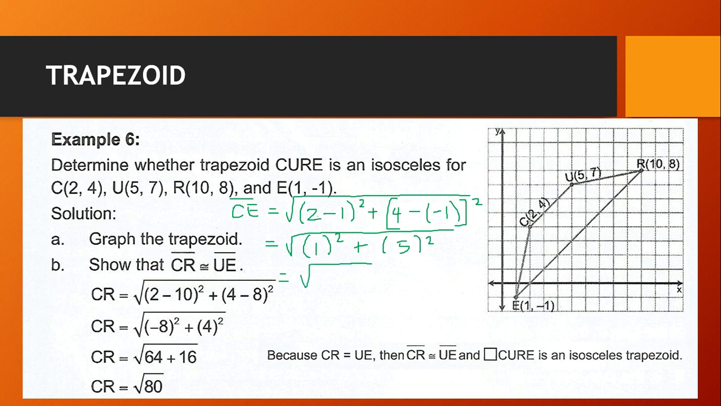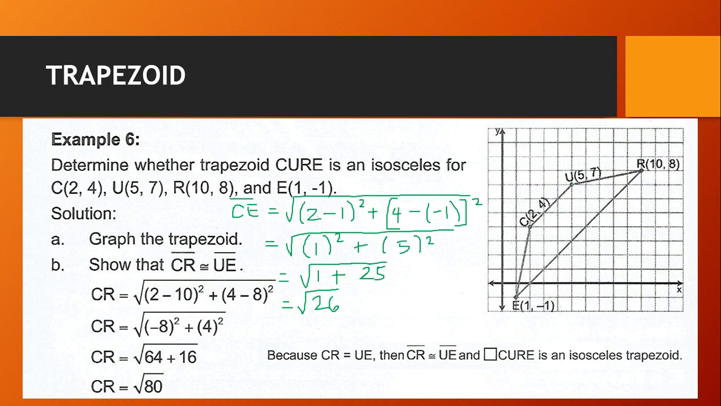Sayop ko, sorry. So balik ta. So the square root of 1 squared plus 5 squared. So, ang 1 squared is 1, then plus 25. Kay 5 squared is 25. So, 1 plus 25, that is equals the square root of 26. So, kana siya, dili na siya ma-extract. CE is the square root of 26.